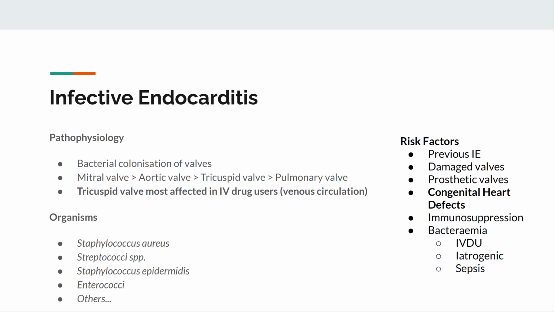And the reason for that is when you inject IV drugs, you're injecting bacteria into your veins, which will travel to the vena cava and deposit that bacteria within the right heart. The first point of contact will be the tricuspid valve. Common organisms include staph, strep, enterococci, which are gut bacteria, and a few other organisms.